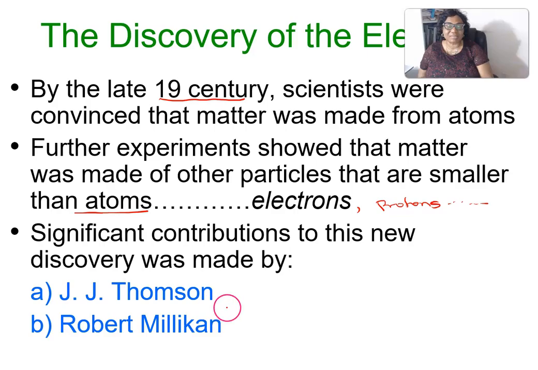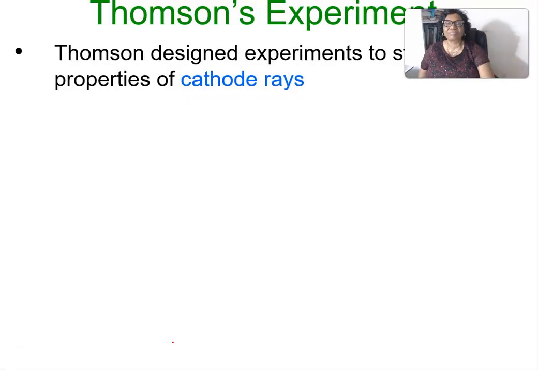J.J. Thomson and Robert Millikan made great contributions to showing that atoms are made up of other smaller particles. They are not indestructible as proposed by Dalton. So let's look at Thomson's experiment.